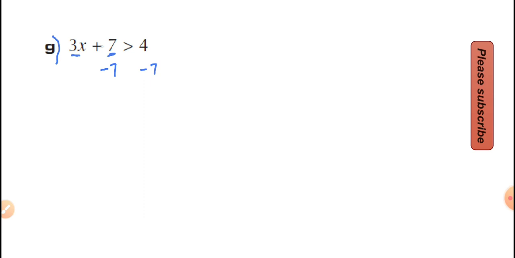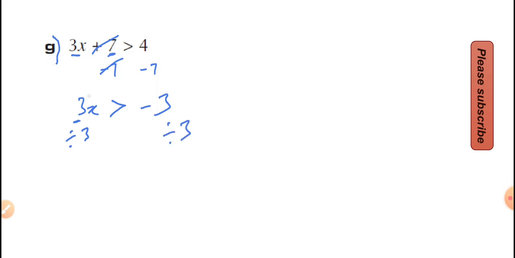So now on the left hand side, the plus 7 and the minus 7 cancel out, leaving us with just 3x on the left. And on the right hand side, we have to do 4 take away 7, which is minus 3. And then we just copy the sign down. Then to get the x on its own, we have to get rid of this times 3. So that means we have to divide by 3 on both sides.